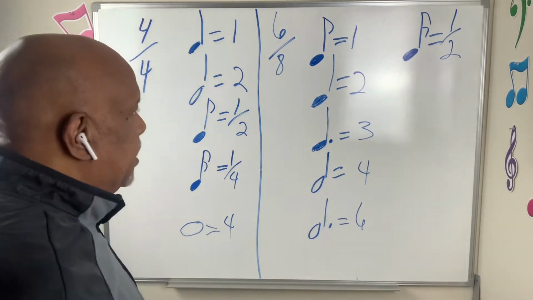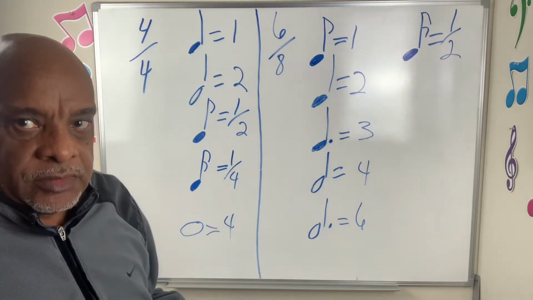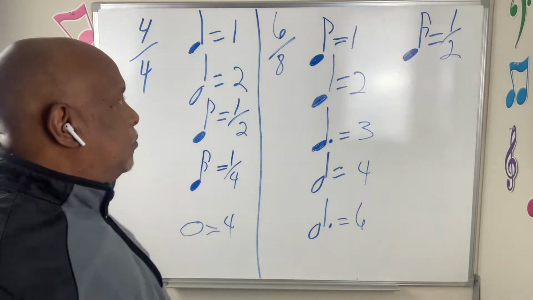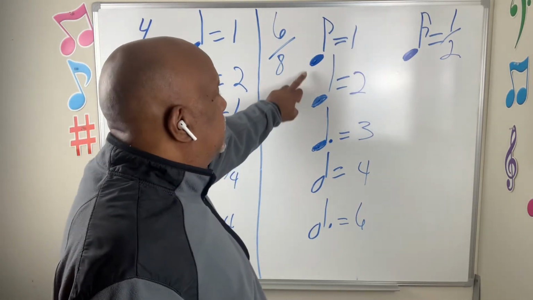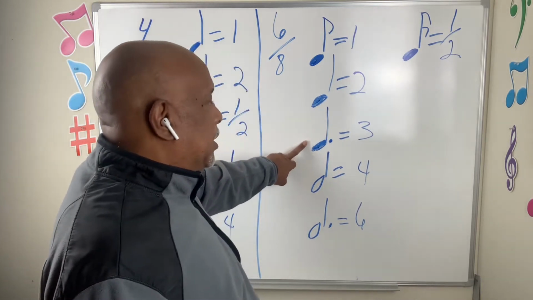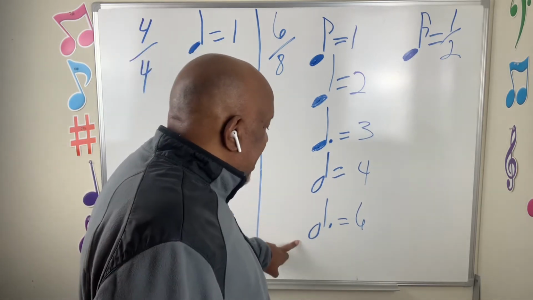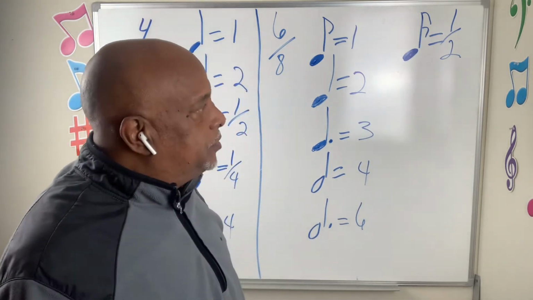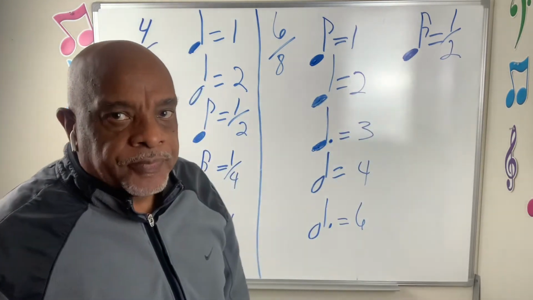That's 4/4 time. But now in 6/8 time, the note values change. In 6/8 time, the 8th note gets 1 beat. The quarter note gets 2 beats. The dotted quarter gets 3 beats. The half note gets 4 beats, and the dotted half gets 6 beats, and then the 16th note gets a half beat.